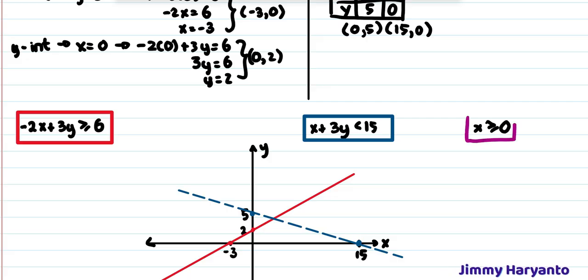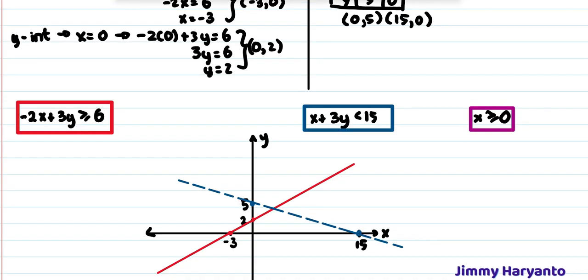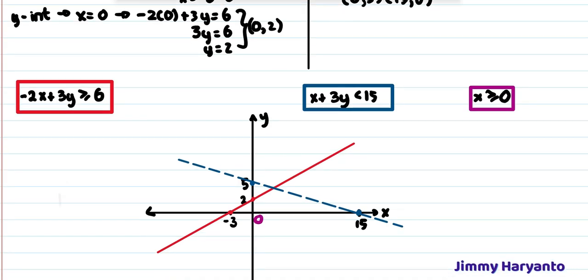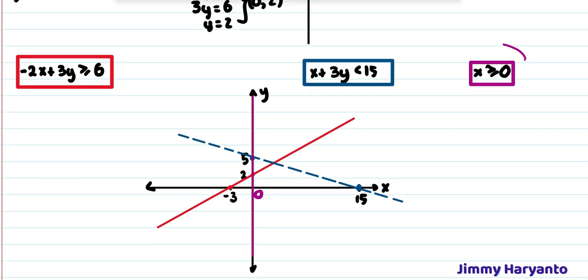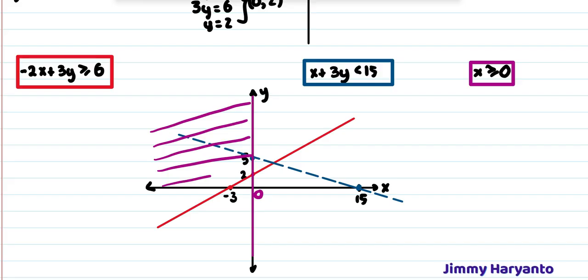And then the last one is x greater than or equal to 0. That will be a vertical line at x equals 0. So you will locate x equals 0 first, and then you will draw the vertical line, so it will become like this. Let's shade this one first because this one is the easiest. Greater than or equal to 0 for x means you have to shade to the left, so you shade it like this to the left.